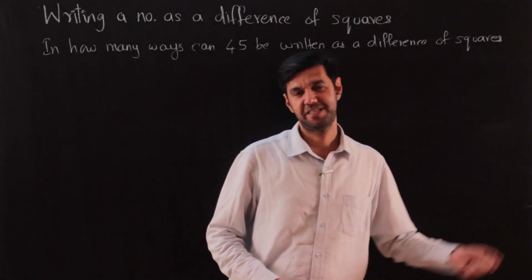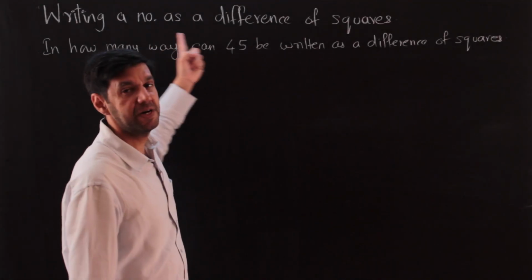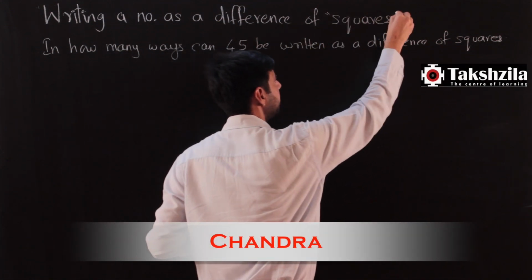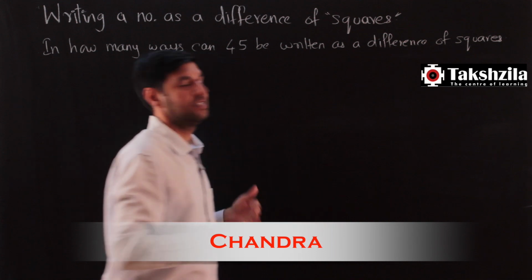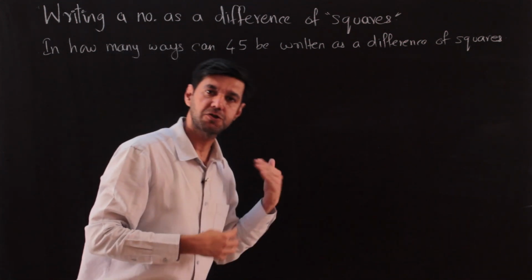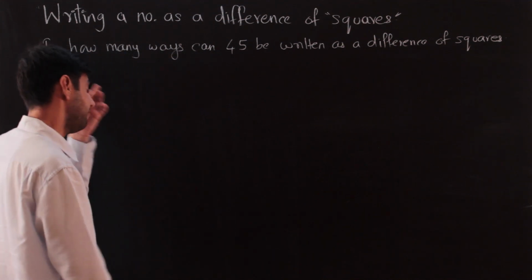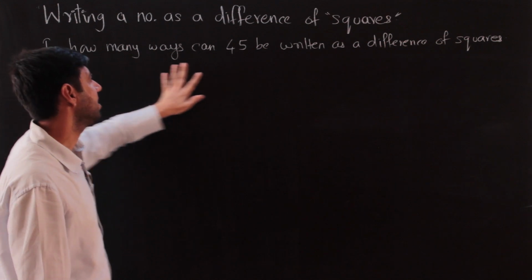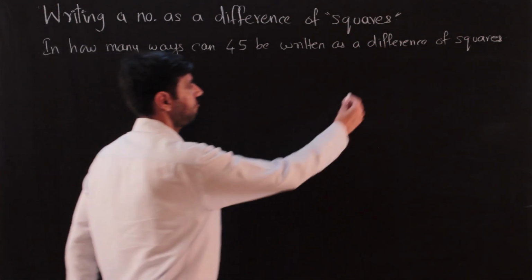The second type of question in this series is writing a number as a difference of squares. By squares we mean perfect squares, that is 1 square, 2 square, 3 square, including 0 square. 0 is also considered to be a perfect square. We'll start off with a question: in how many ways can 45 be written as a difference of squares?